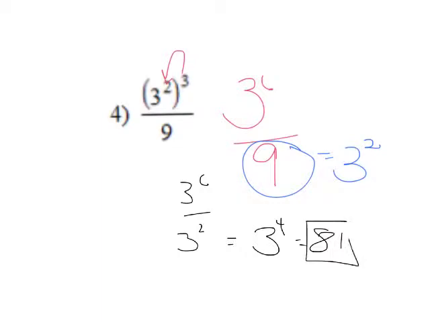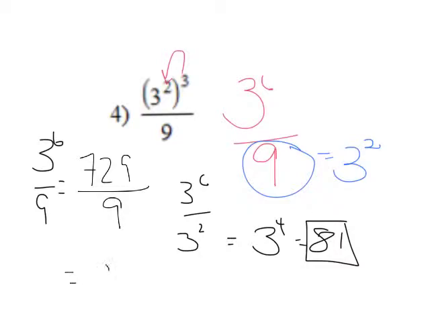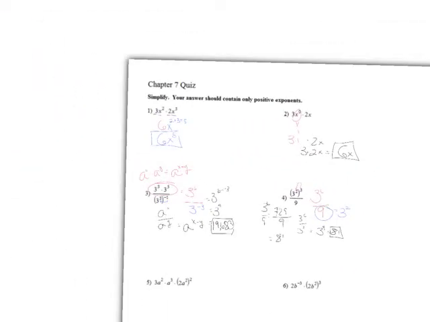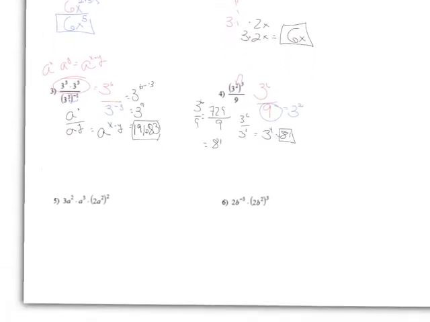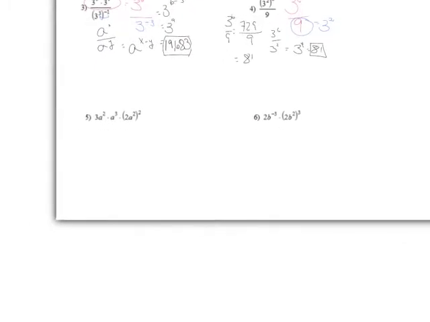The other way you could have done that would have just said, okay, well, I've got 3 to the 6th over 9. 3 to the 6th is 729 over 9. Well, that simplifies to be 81. And so that is the first 4 problems. Now we can go on to number 5 and number 6.